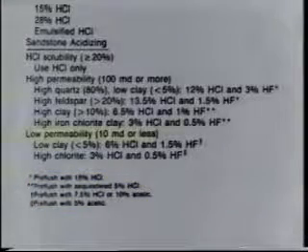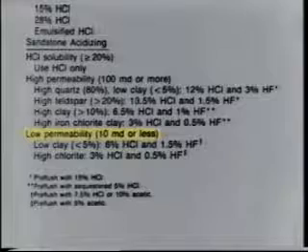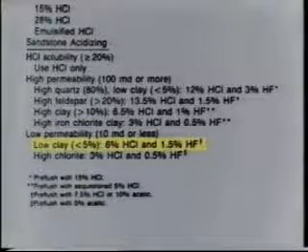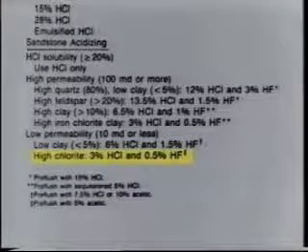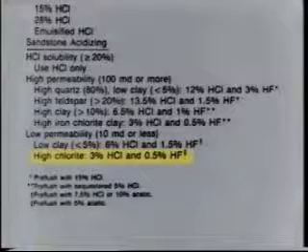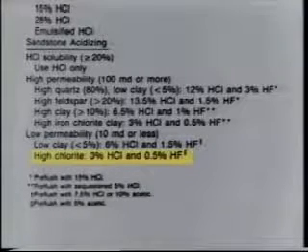In reservoirs with low permeability, 10 millidarcies or less, HCl concentrations need not exceed 6% and HF concentrations 1.5%. Tests have shown that very low permeability sandstones, about 0.5 millidarcies, with a high clay content may require an HF concentration of only 0.5% to avoid damaging the formation.